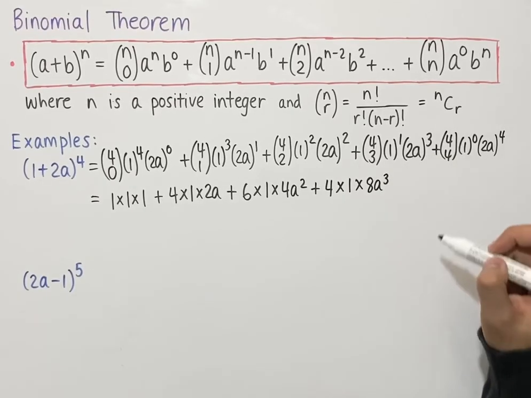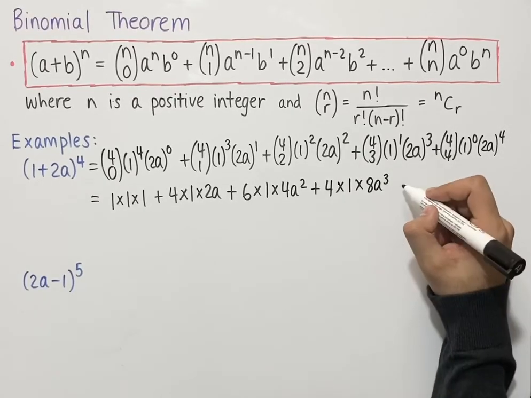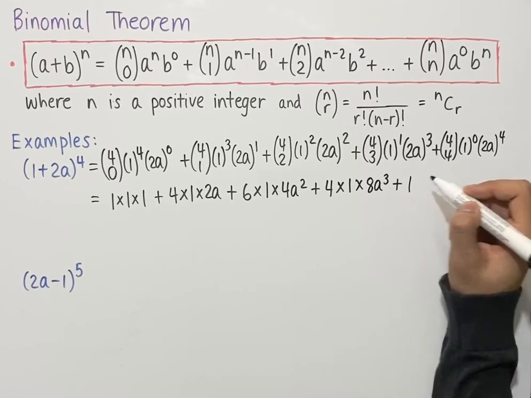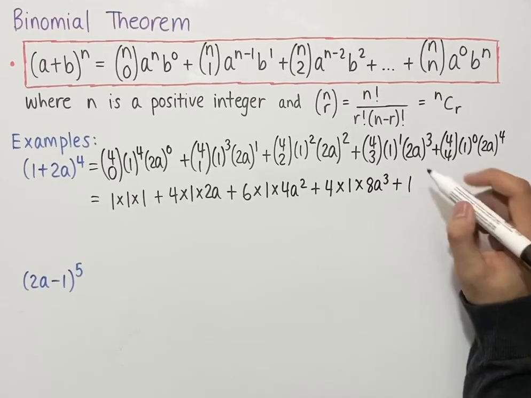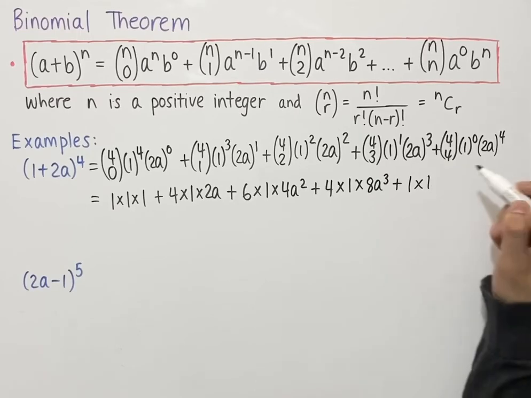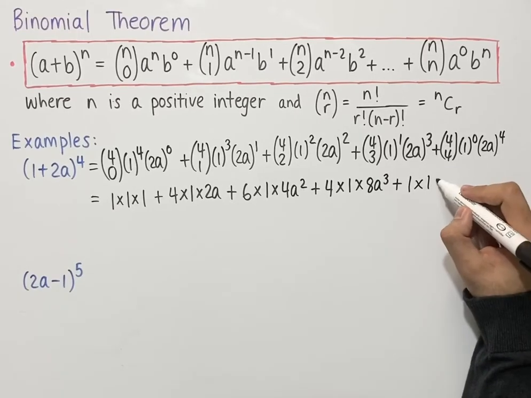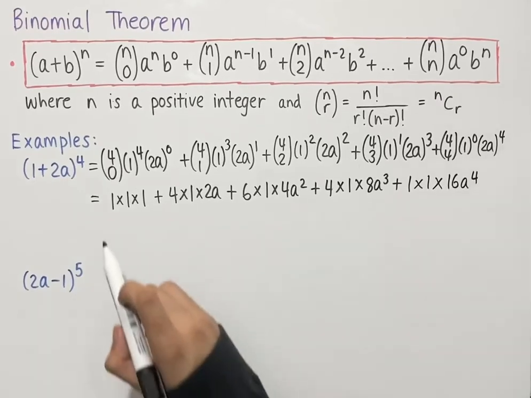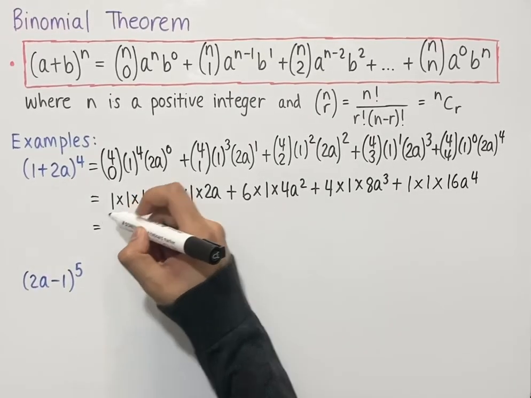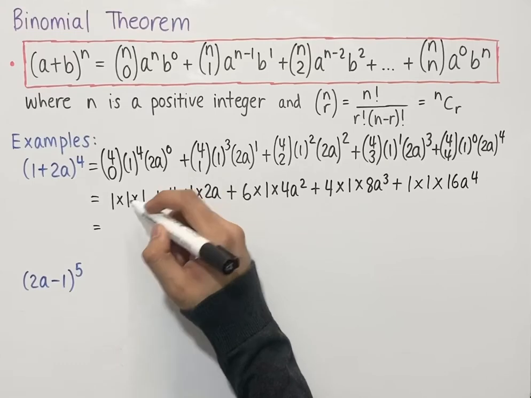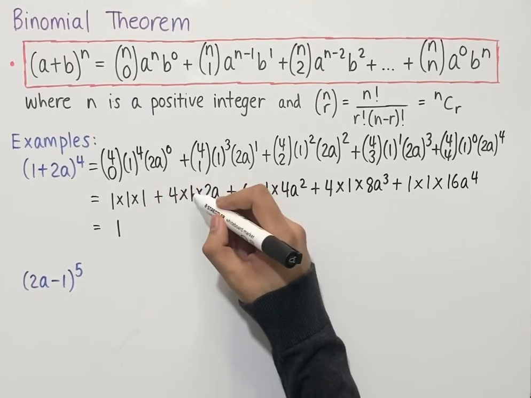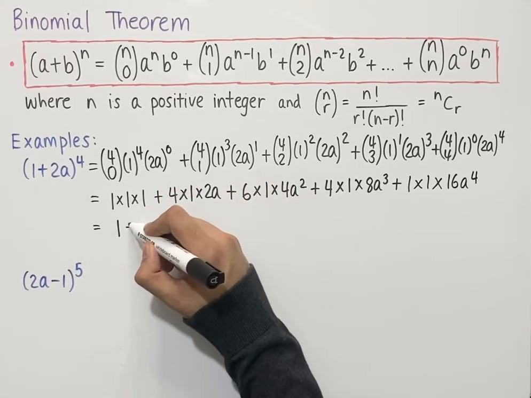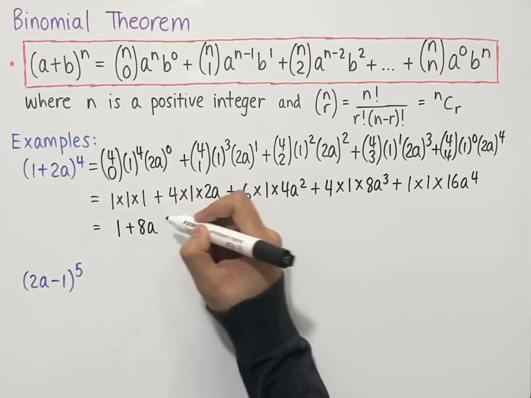And then our last term here, 4 choose 4, is equal to 1. And then we multiply that with 1 to the power of 0, which is also equal to 1. And then 2a to the power of 4, which is equal to 16a to the power of 4. And so if we simplify further, what we now have here is 1 times 1 times 1, which is 1. 4 times 1 times 2a, which is 8a. So we have plus 8a.